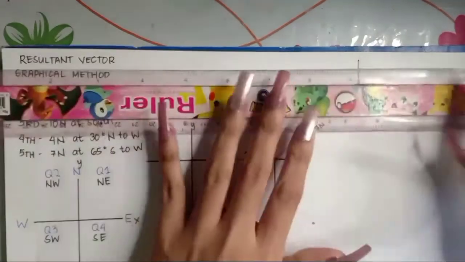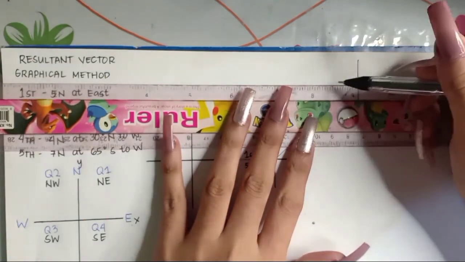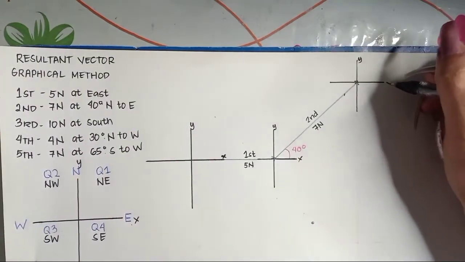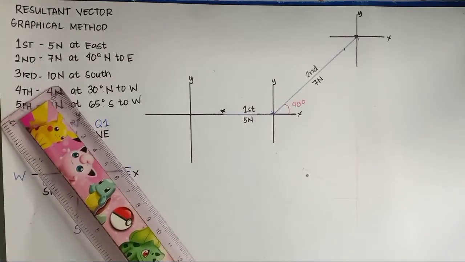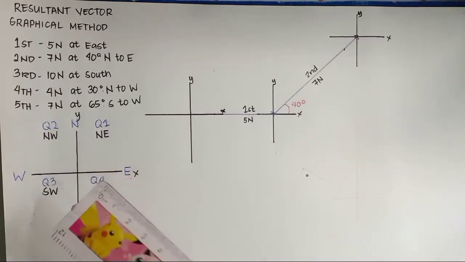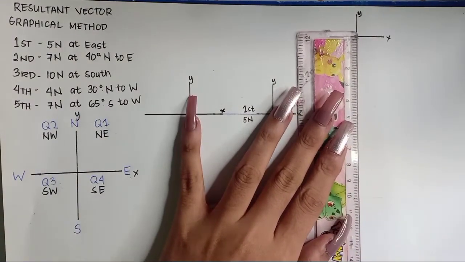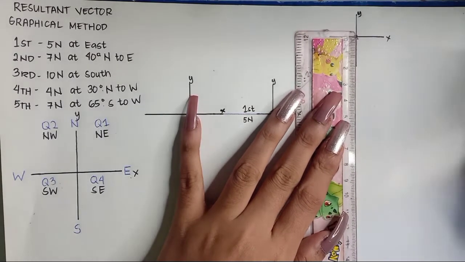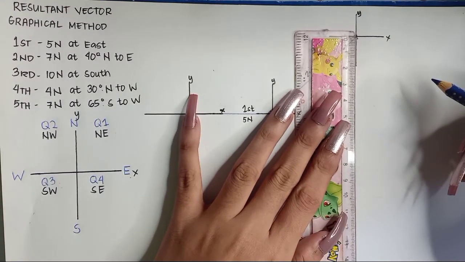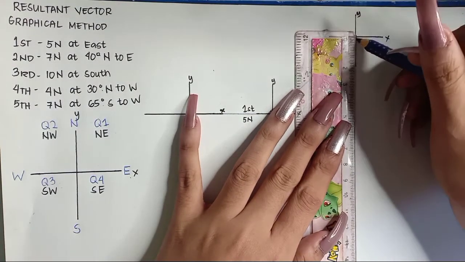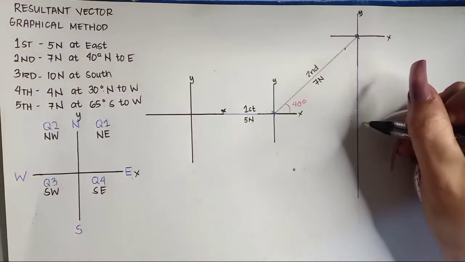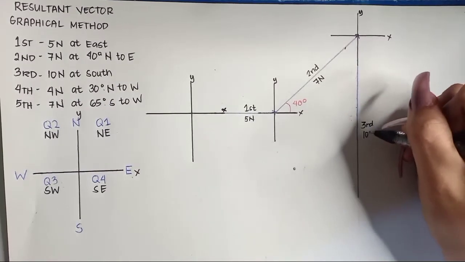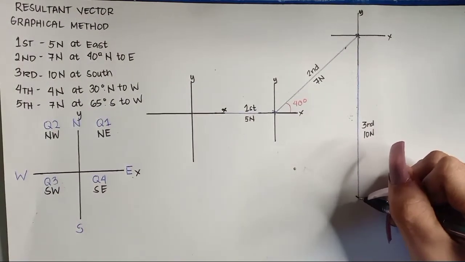Ito na yung pangatlo nating Cartesian plane. And ito na ulit yung ating y-axis and dito naman yung ating x-axis. So, ang third natin is 10 Newton at south. Ibig sabihin south, ito, pababa lang siya. So, dito, tatapat ulit natin yung 0. And then, kuha ulit tayo ng different color. And from 0 to 10. So, this is our third vector, which is 10 Newton. Tapos lagyan natin siya ulit na arrow.